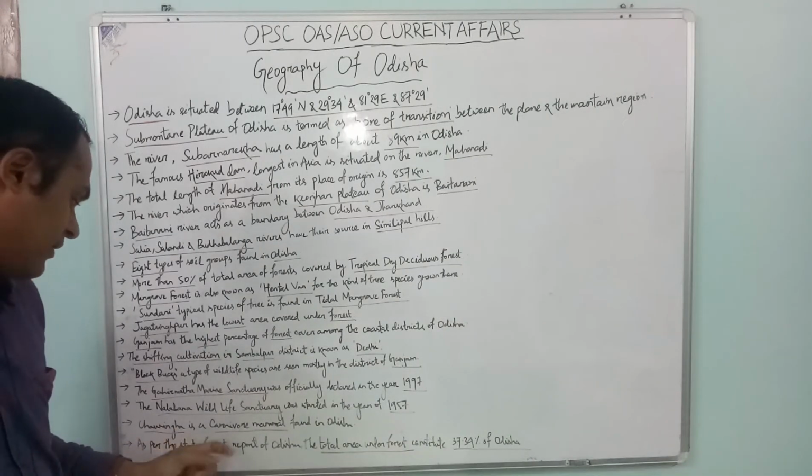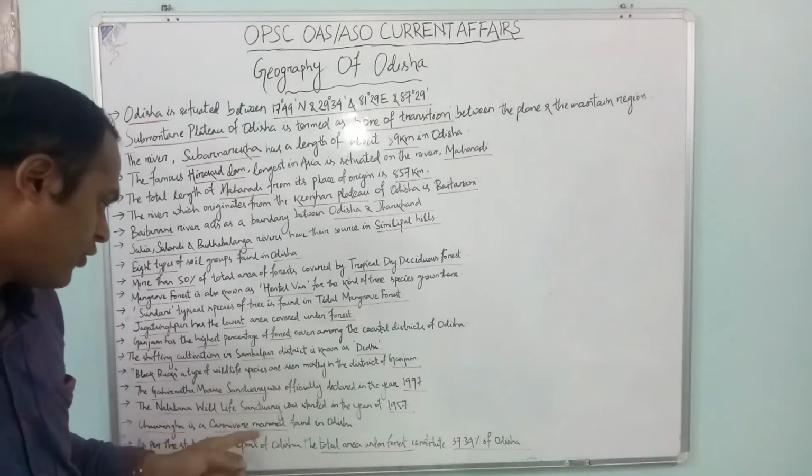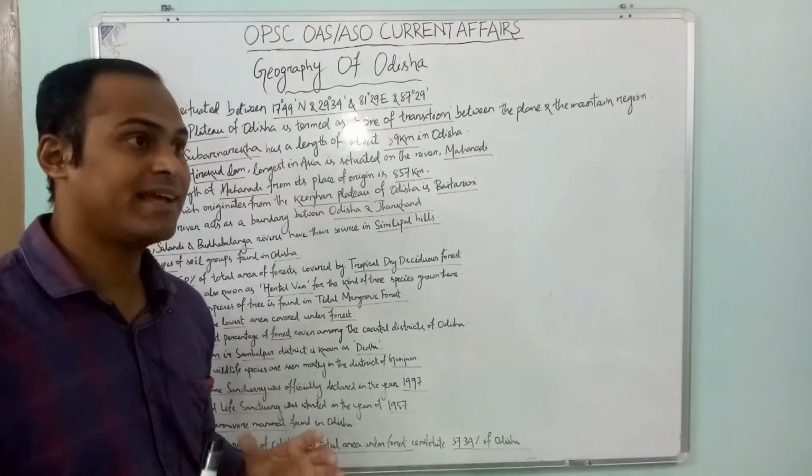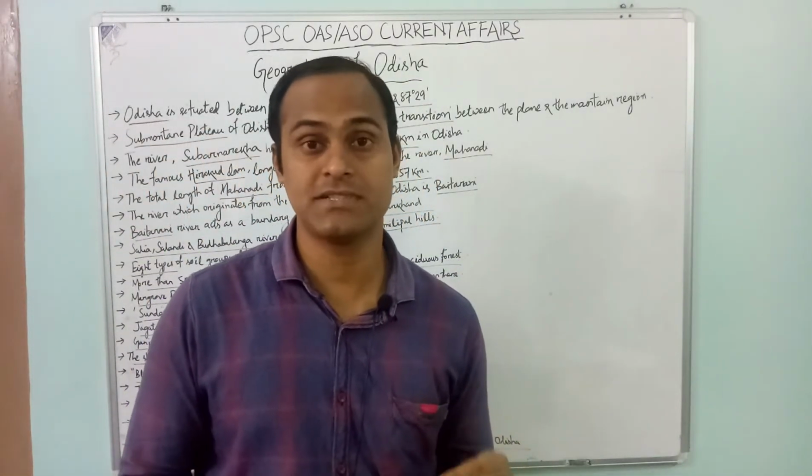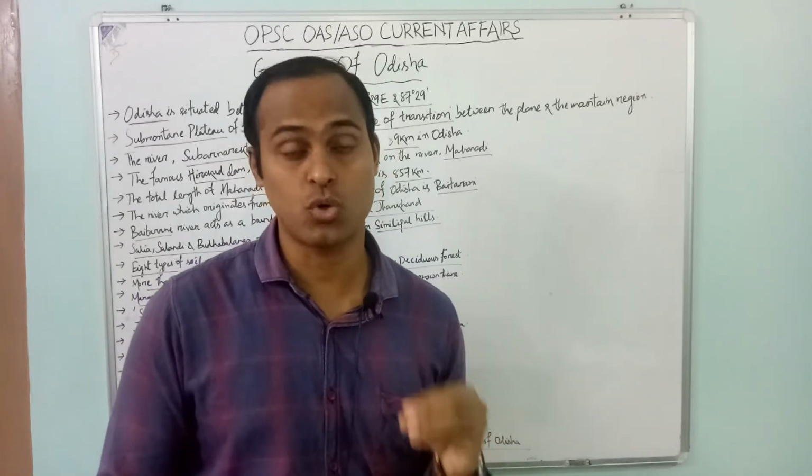Then Chousinga is a carnivore animal found in Odisha. There is an important species found in Odisha, that is Chousinga.